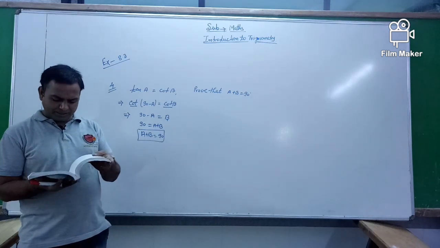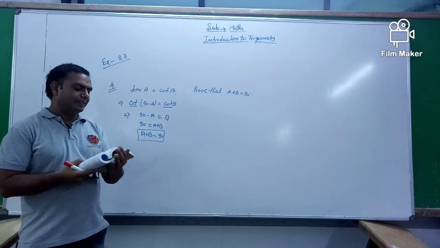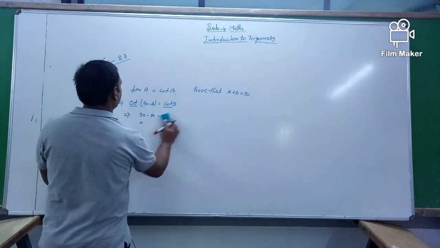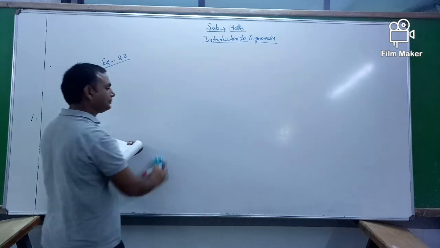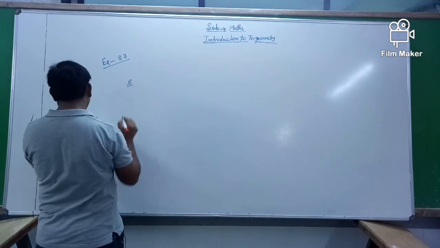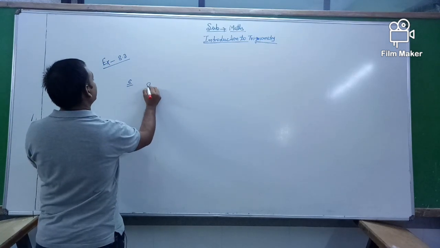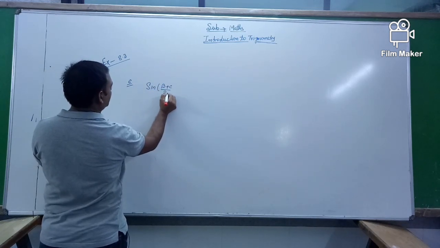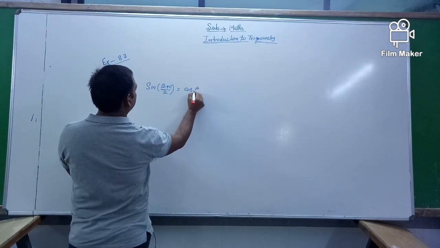Then question number 5 is the same as question number 3. So we are going to solve question number 6. You see question number 6. In question number 6, if A, B, C are the interior angles of a triangle ABC, then sine of (B plus C) by 2 is equal to cos A by 2.